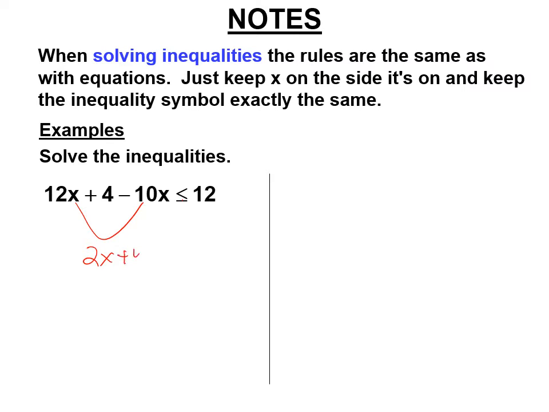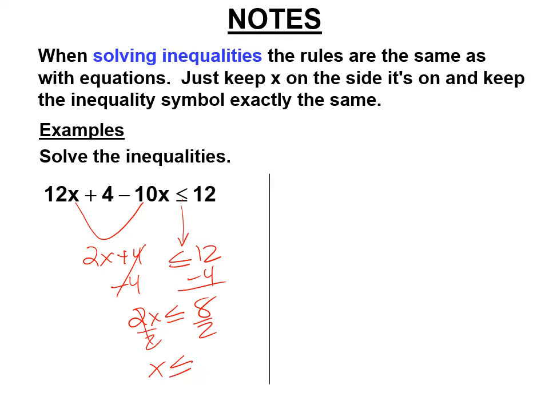We still have plus 4. We're going to bring this straight down. We're not going to mess with it. Now I got a two-step equation. We're going to subtract 4 from both sides. 2x is less than or equal to 8. Divide both sides by 2. And x is less than or equal to 4, not equal to 4. You just bring this symbol down the way it is.